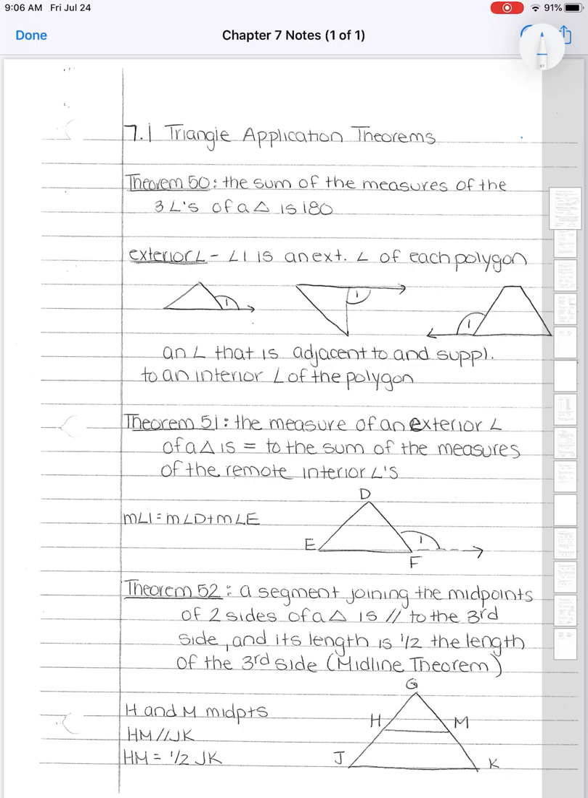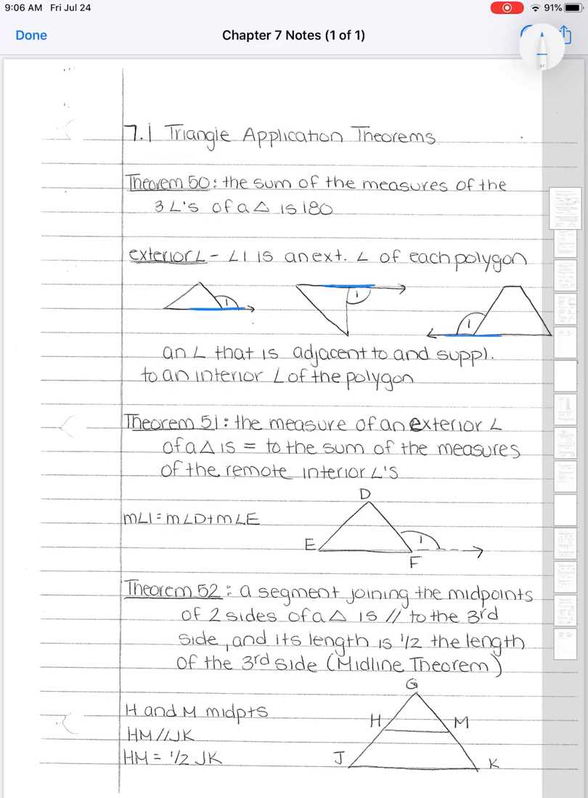So chapter 7 is on the scope and sequence. It's supposed to be the last chapter we cover for marking period 2. So this first section is going to talk about triangle application theorems. Theorem 50 says the sum of the measures of the three angles of a triangle is 180.